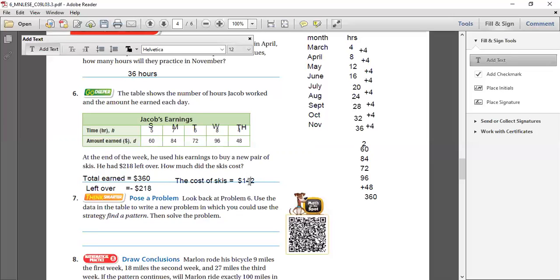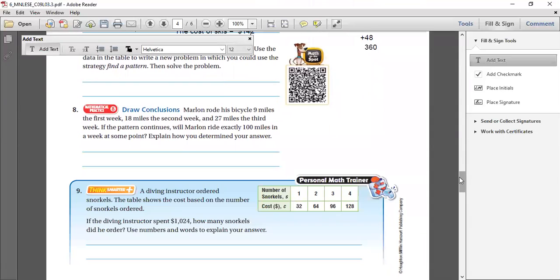It needs deep thinking because it's a go deeper question. See, it's not like the one which we were doing in the lesson. All you need to do is add the amount he earned on a daily basis. When we added, we got 360. After that, he bought a ski. We don't know the price of the ski, but he had 218 left after buying. So to find the cost of the ski, we subtract the left over money from the amount earned. That gave us 142, which was the price of the skis.